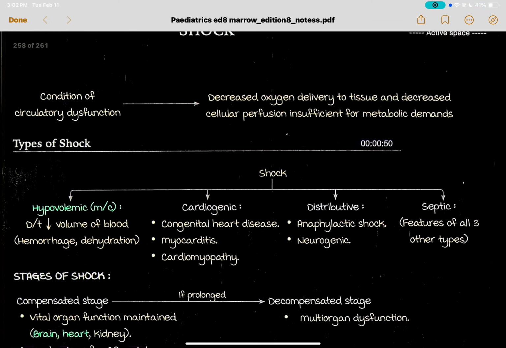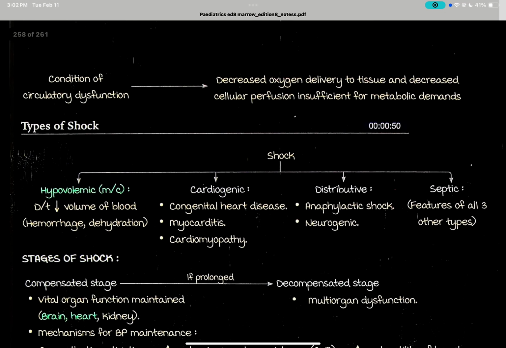Shock: a condition of circulatory dysfunction with decreased oxygen delivery to tissue and decreased cellular perfusion, insufficient for metabolic demands. Types of shock: hypovolemic shock, most common, due to decrease in volume like hemorrhage and dehydration. Cardiogenic shock, due to congenital heart disease, myocarditis, cardiomyopathy. Distributive shock: anaphylactic shock and neurogenic shock. Septic shock has features of all three other types.